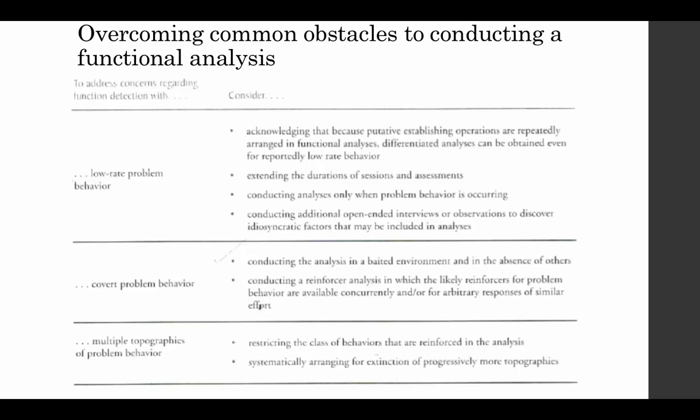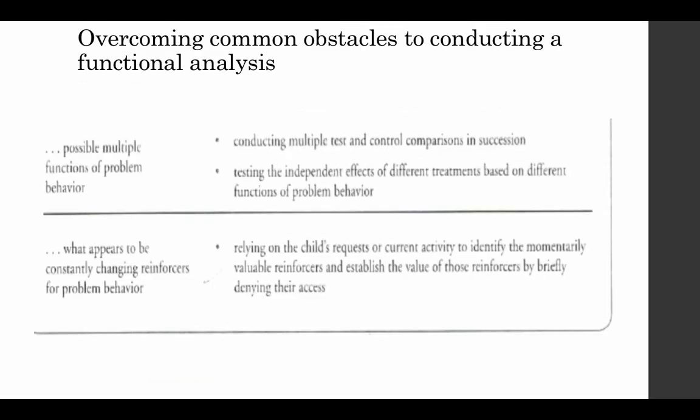Point is, there are ways of dealing with low rate and covert problem behaviors if you really want to try to do it. Finally, some of the other obstacles are when you have multiple functions of the behavior. Well, you can do one function at a time. And under those conditions, when the reinforcers for the behavior are continuously changing, now we're getting into some really complex kinds of behaviors.